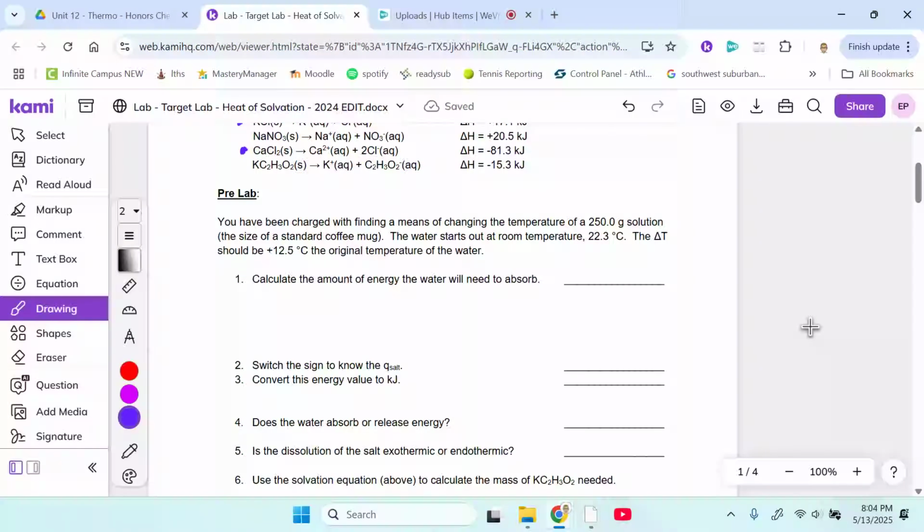Okay, in the pre-lab, you have been charged with finding the means of changing the temperature of a 250 gram solution where the water starts out at 22.3 and we're trying to get the water to heat up by 12.5 degrees Celsius. Number one, calculate how much energy the water has to absorb if we've got a 250 gram solution. So in number one, we're going to do Q equals M of the solution times C times delta T of the water.